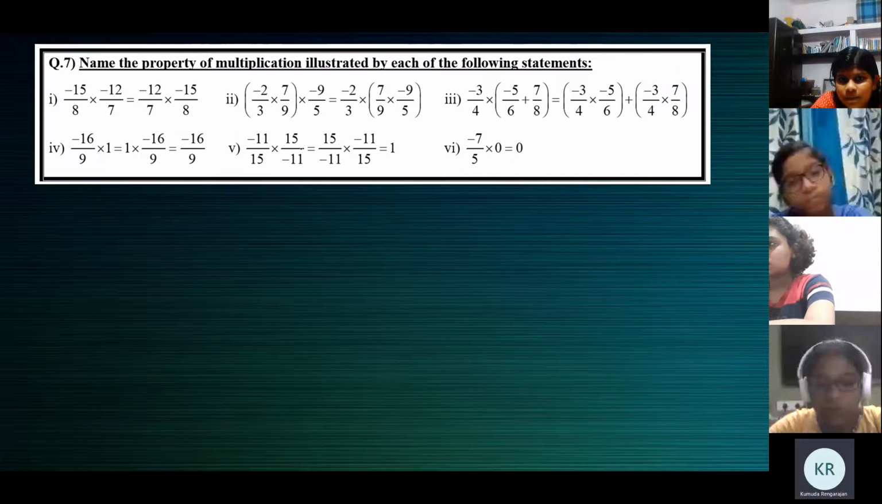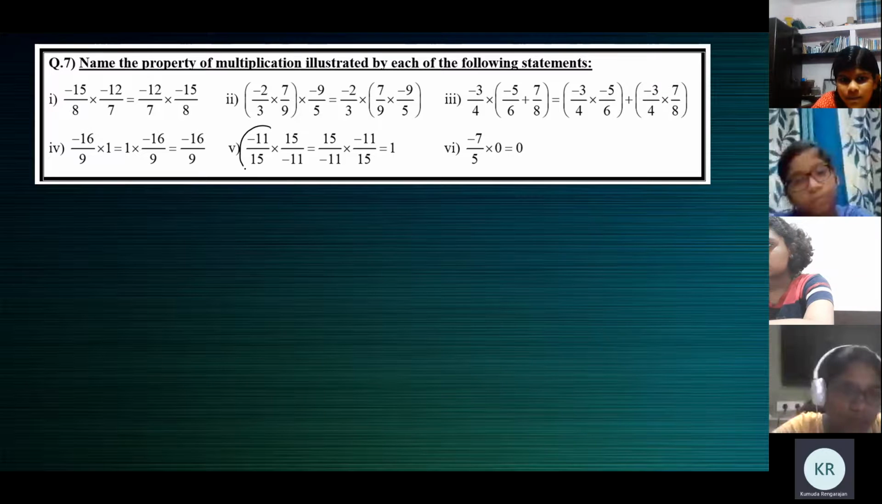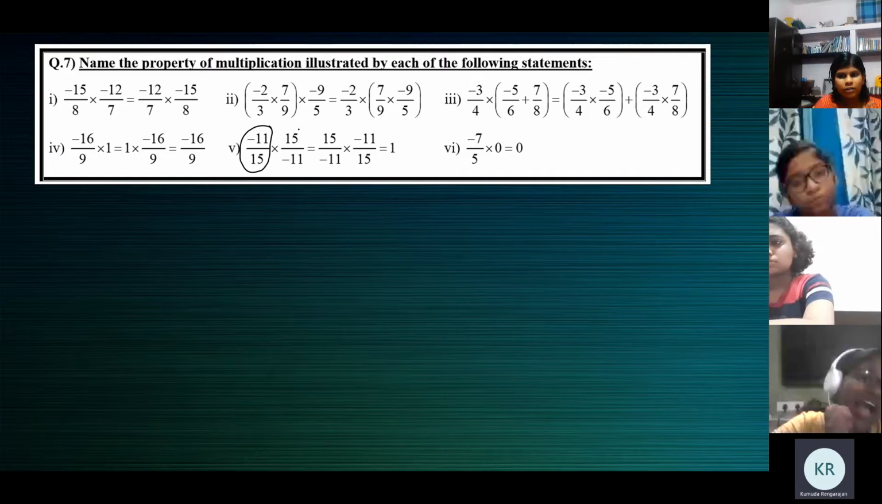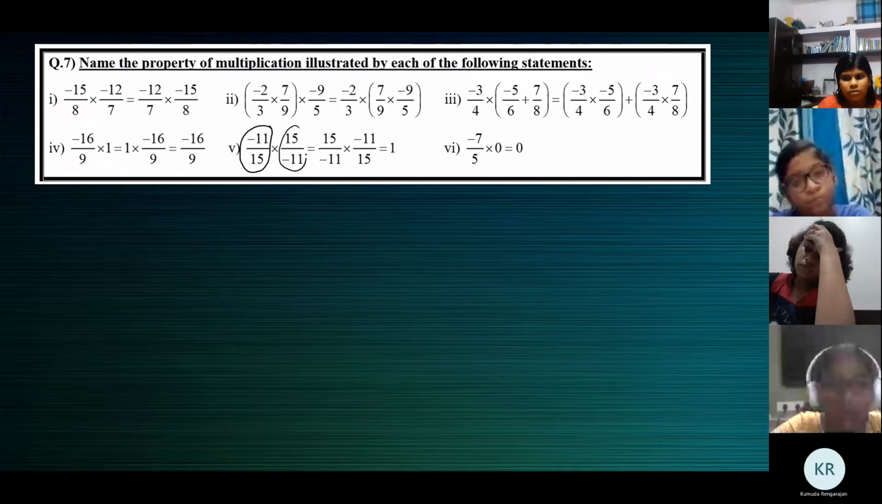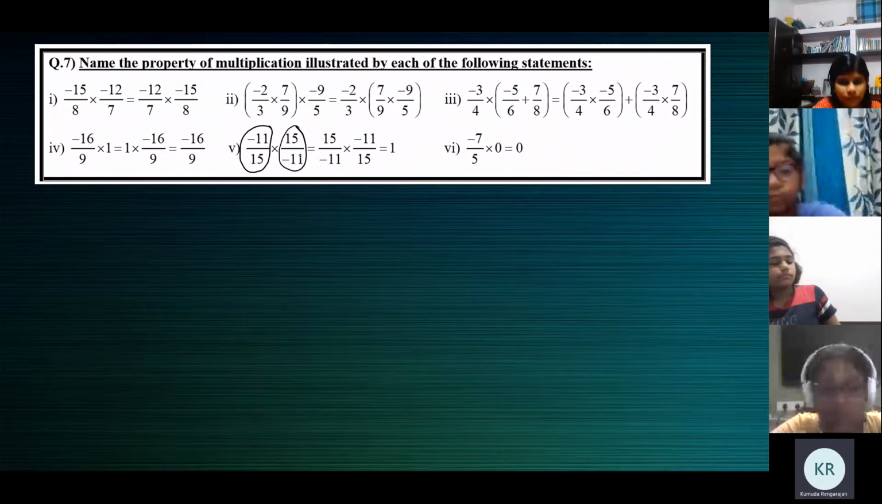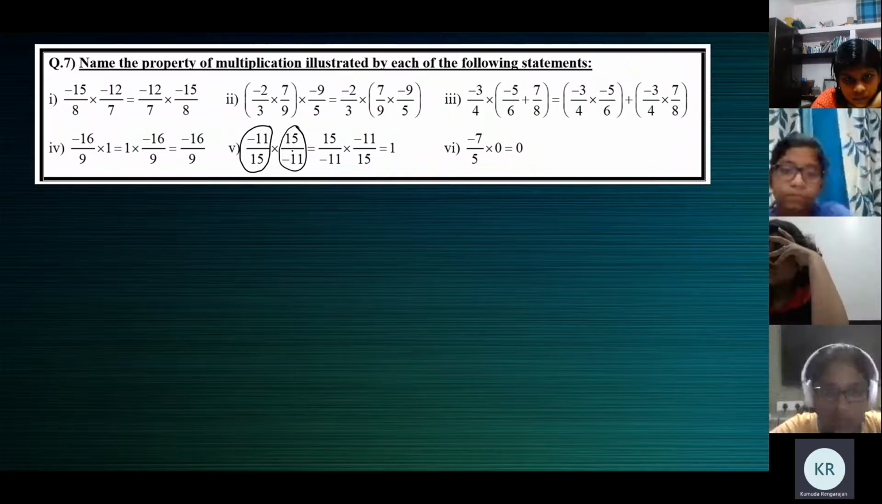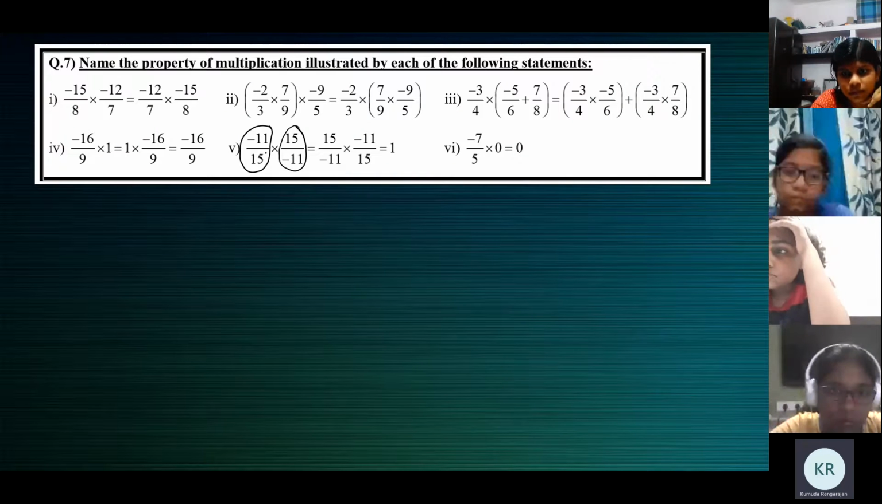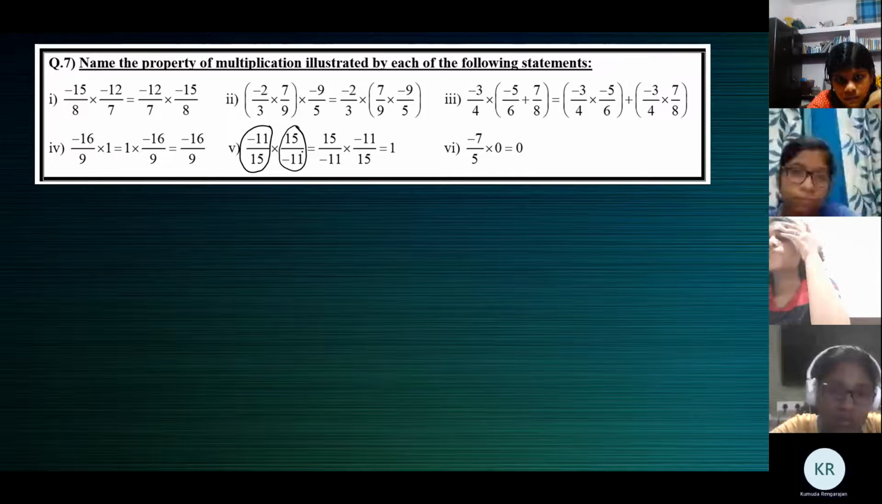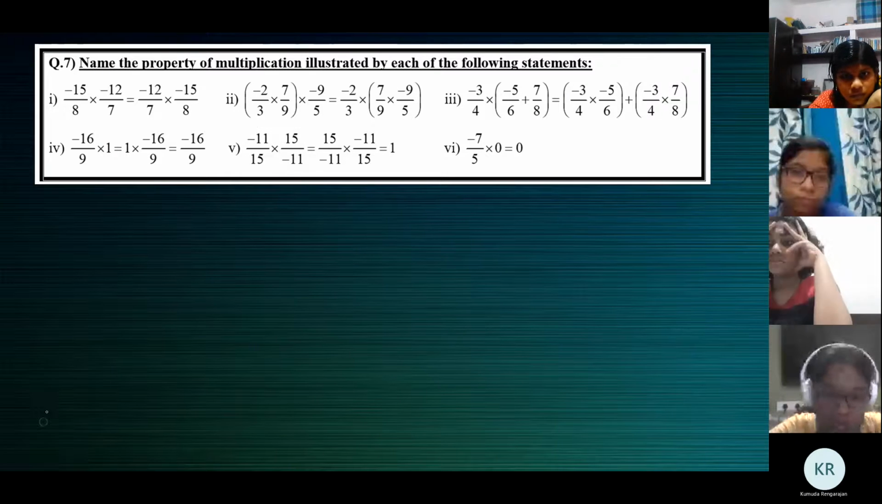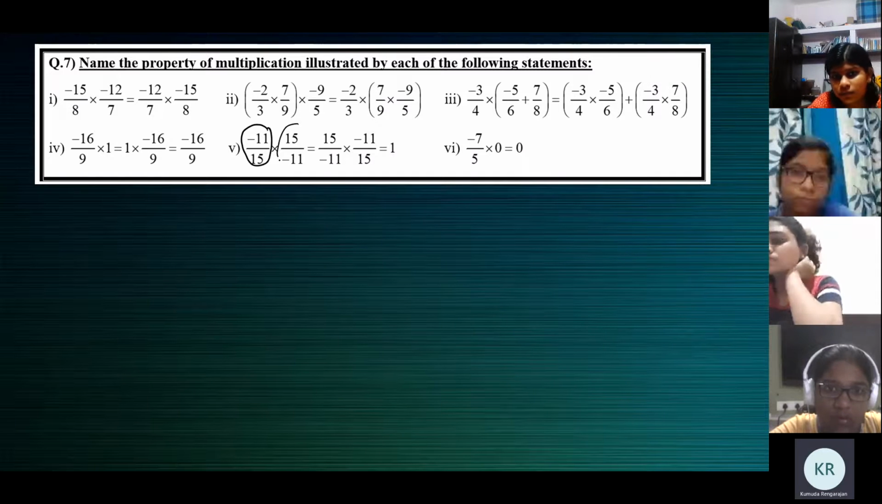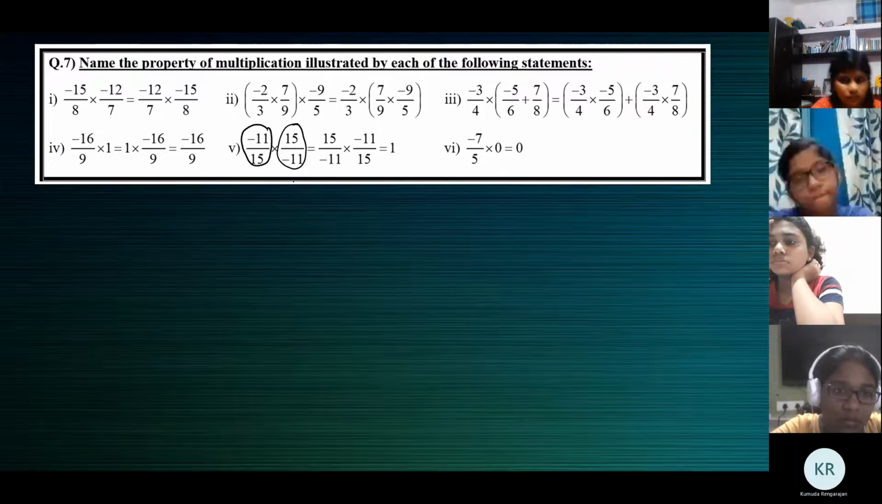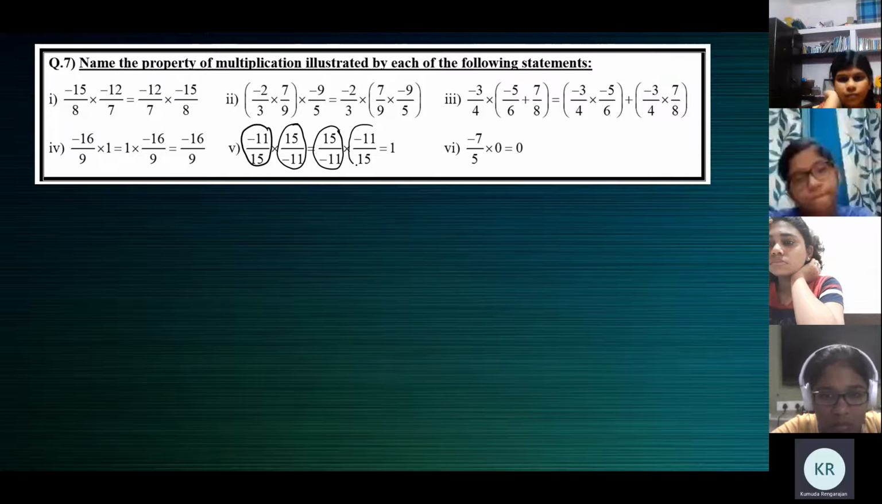of rational numbers. See here, this is the rational number. When you multiply it by its inverse, how do you find the inverse? Just turn the rational number, write it upside down. Don't change the sign, write the same sign. With the same sign, turn the rational number upside down. The rational number is minus 11 by 15. Turn it 15 by minus 11. Now, if the rational number is 15 by minus 11, turn this minus 11 by 15.